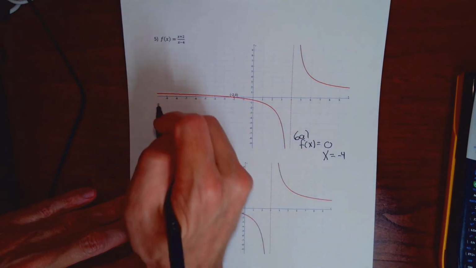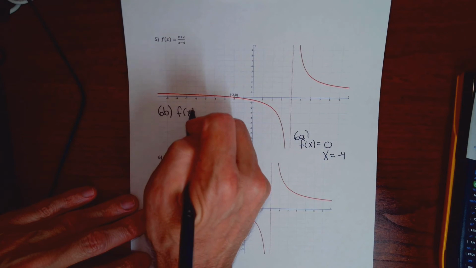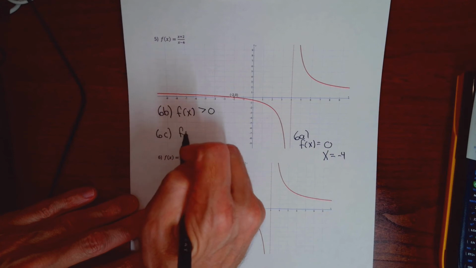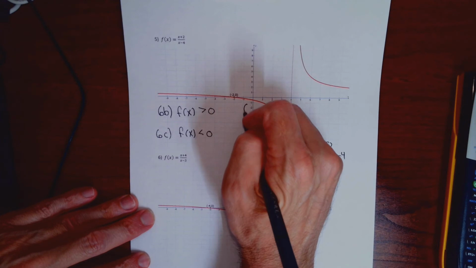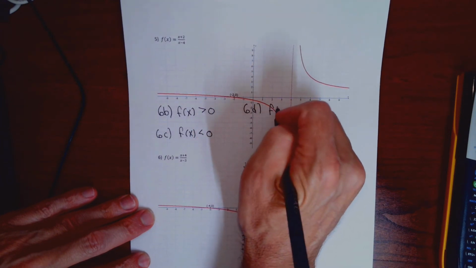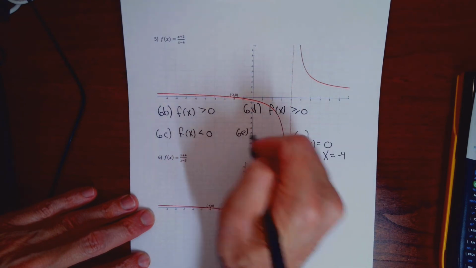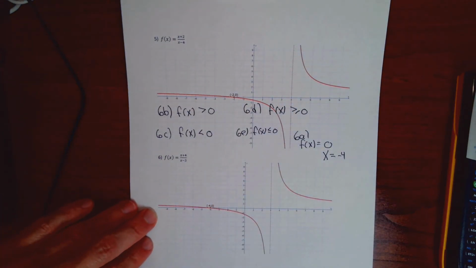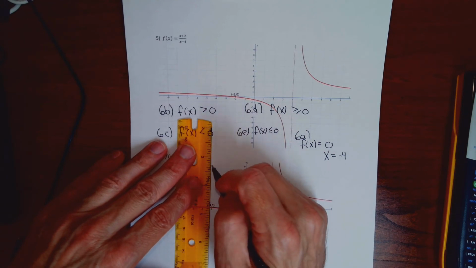When I go to do parts B, C, D, and E, B where f of x is greater than 0, C where f of x is less than 0, D where f of x is greater than or equal to 0, and E where f of x is less than or equal to 0, I need to create intervals, and it's a little bit different creating intervals with a fraction than it is with a parabola. The intervals I'm going to create are similar, but one slight difference.